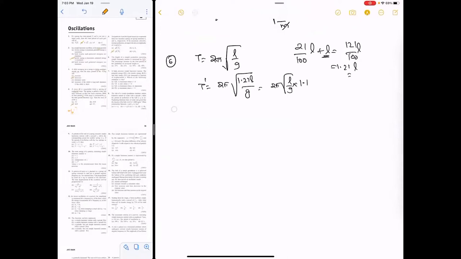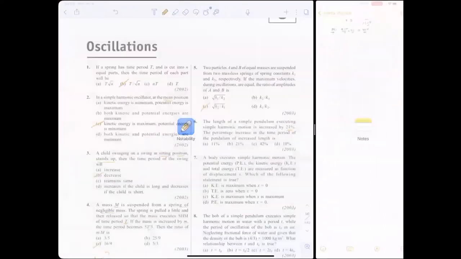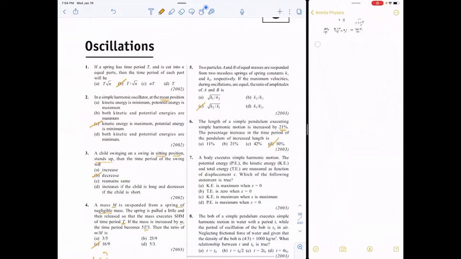See, I have increased length by 21%, so I got 1.1. So this is 1.1 times T. So what is the percentage increase? The absolute increase is 0.1 T. Delta T is 0.1 T. If I divide by T, I'll get 0.1, which is equal to 10%. So percentage change is 10%. It got increased by 10%, guys. It is not 11%, it is 10%.